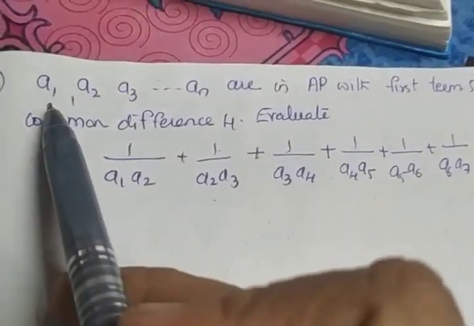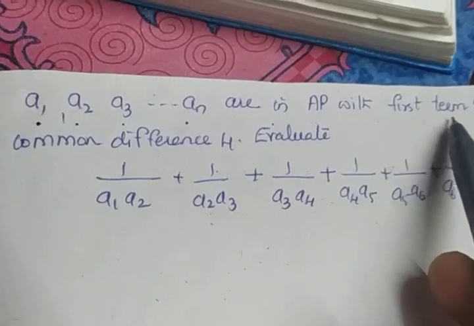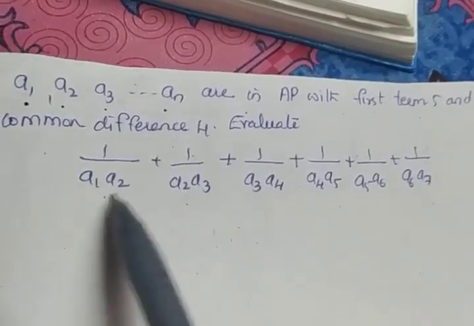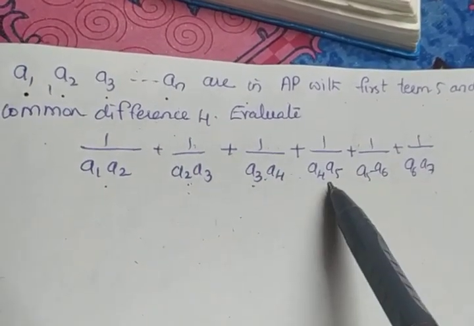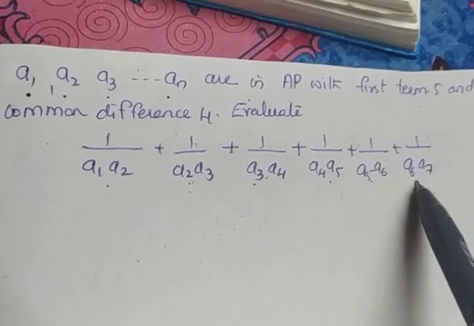So the question: A1, A2, A3, etc., An are in AP with the first term 5 and a common difference 4. Evaluate 1 by A1 A2 plus 1 by A2 A3 plus 1 by A3 A4 plus 1 by A4 A5 plus 1 by A5 A6 plus 1 by A6 A7.